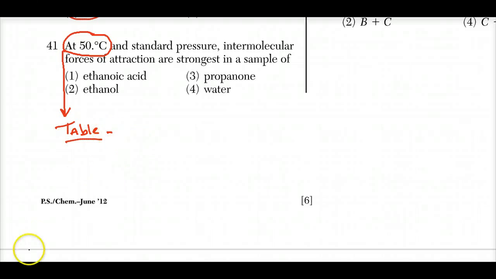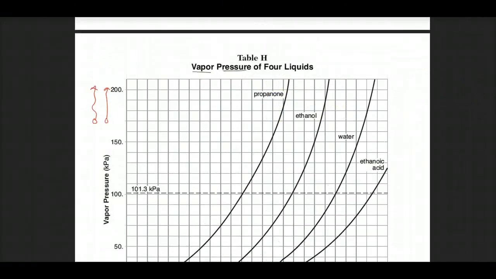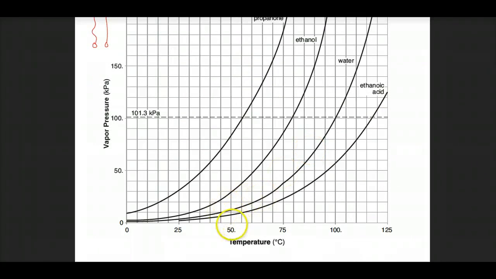So let's go there. And wow, there it is. It's table H, the vapor pressure. Now, vapor pressure is a fancy word for, I think, the rate of evaporation. So vapor pressure is gas pressure due to the liquid molecules escaping into the gas phase. So you have these 4 liquids. Who's going to evaporate the fastest? Well, propanone is. They said at 50 degrees Celsius, so let's choose a temperature, and here it is.